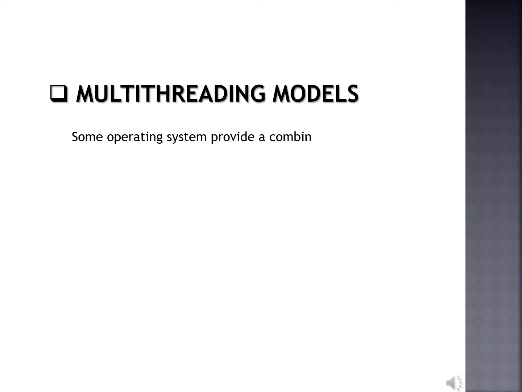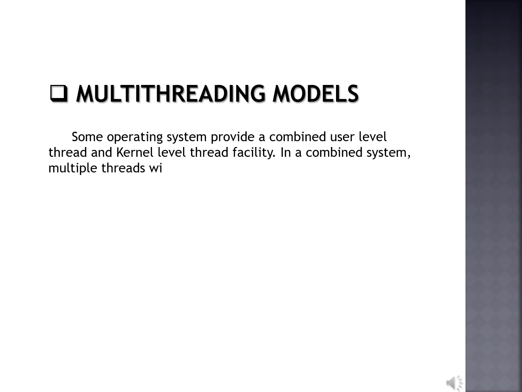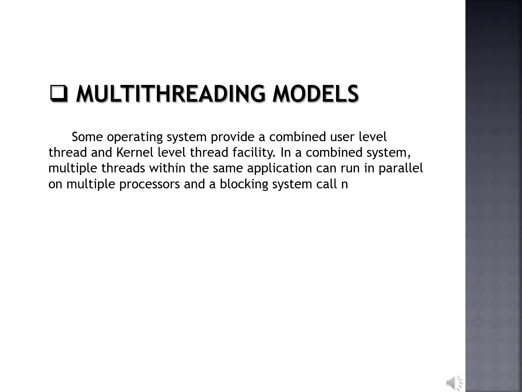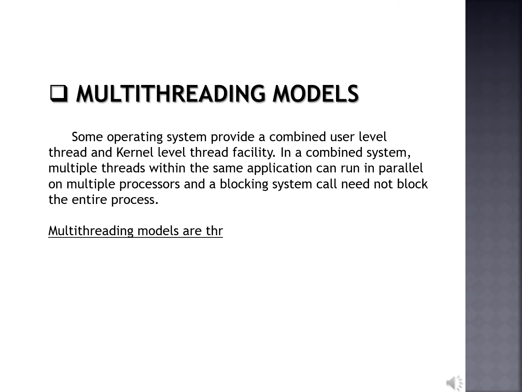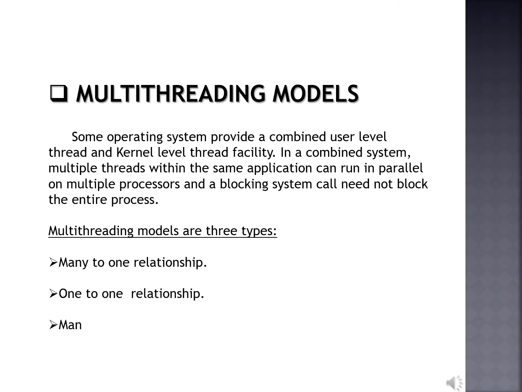Now, what are multi-threading models? Some operating systems provide a combined user level thread and kernel level thread facility. Solaris is a good example of this combined approach. In a combined system, multiple threads within the same application can run in parallel on multiple processors, and a blocking system call need not block the entire process. There are three types of multithreading models: many-to-one relationship, one-to-one relationship, and many-to-many relationship.